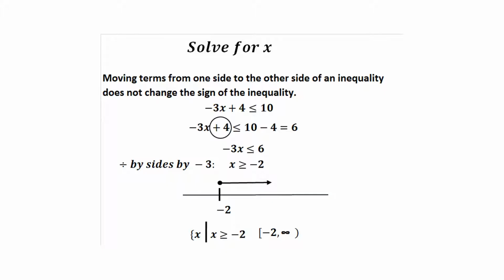We see on the number line below a dot at -2 because it's greater than or equal to -2. And the points are to the right. And we build it in set notation. It's a set of x such that x is greater than or equal to -2. And in bracket paren notation, bracket -2 because we include the -2. And we're going to infinity. You can't get there, so we put a parenthesis.